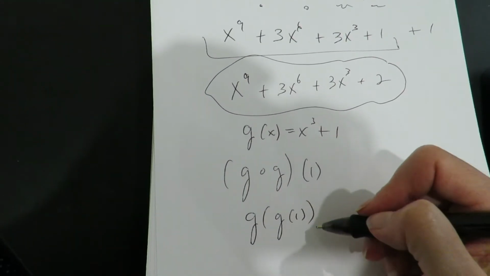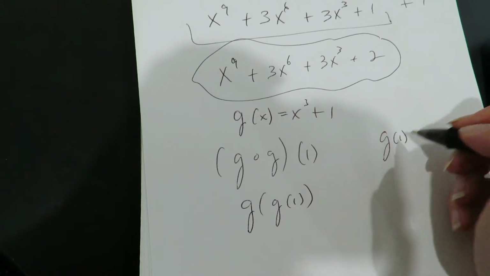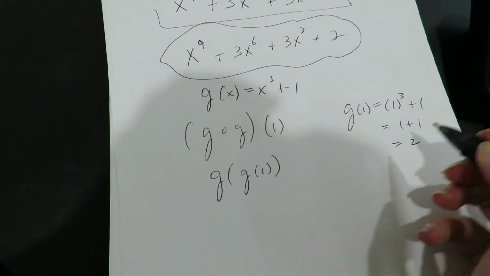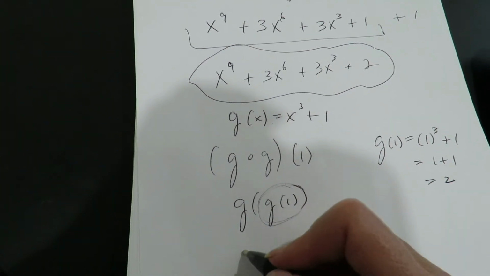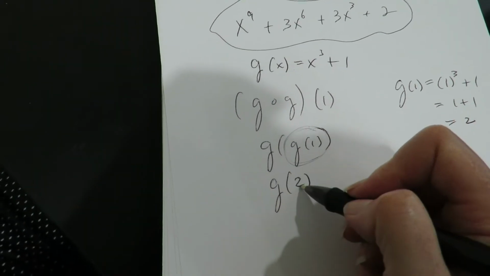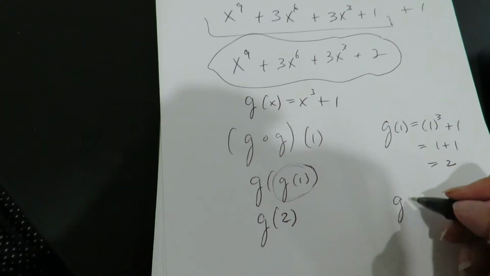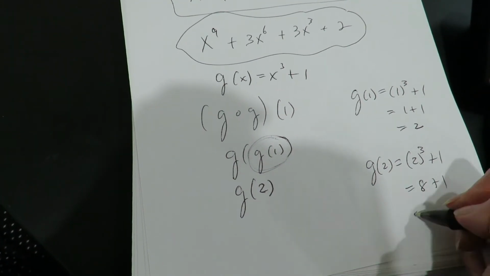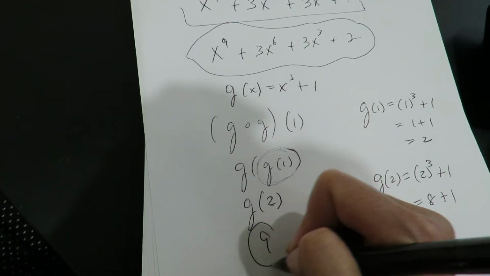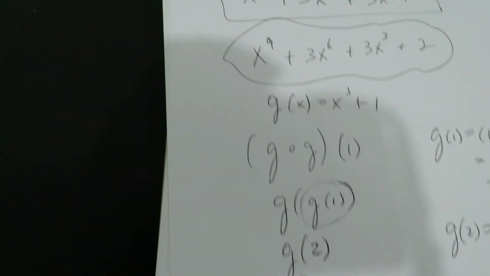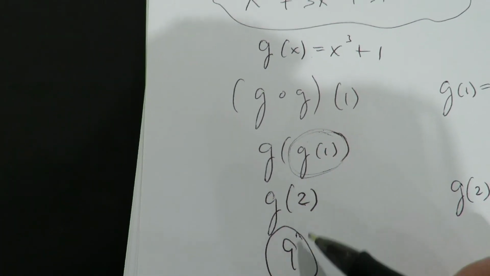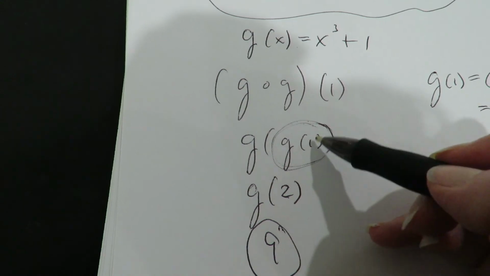So if you just do it sequentially, you would first find G of 1. So G of 1 would be 1 cubed plus 1, which would be 1 plus 1, which is 2. So the inside of this part here equals 2. And then I would take that and I would shove it into G again. So it would be 2 cubed plus 1, which would be 8 plus 1, which would be 9. Okay, so this final answer here would be 9. So remember, sometimes you're just manipulating variables, just equations, and sometimes you're actually plugging and chugging out numbers. Okay, so just watch that little piece there.